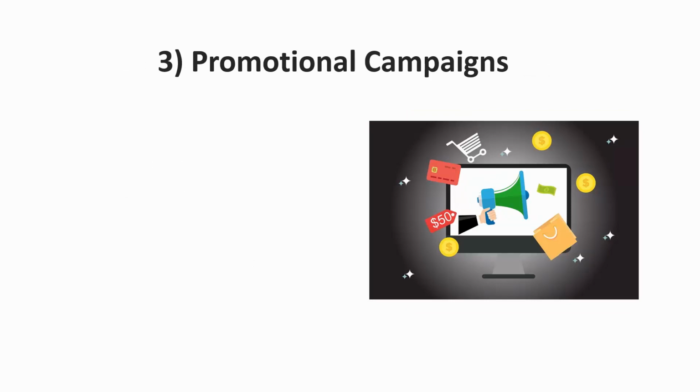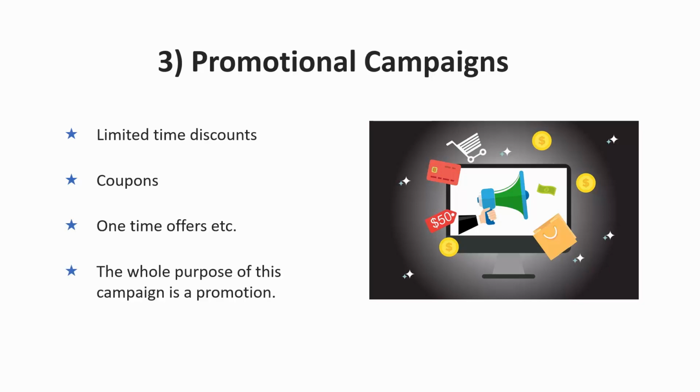The third category for emails are promotions. These can be limited time discounts, coupons, one-time offers, and so on. The whole purpose of this campaign is a promotion. You see, after providing the user with value, it's time to make an actual offer to your list.